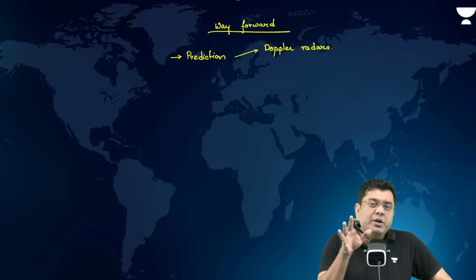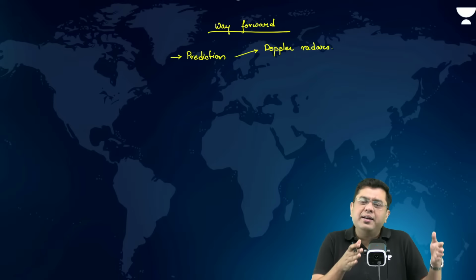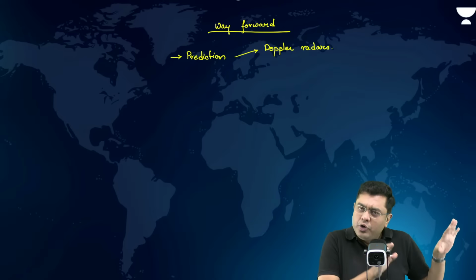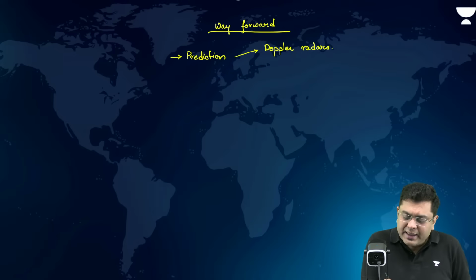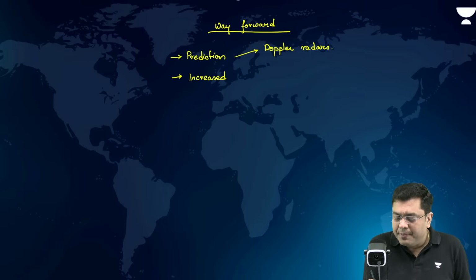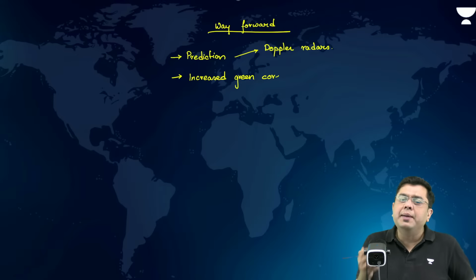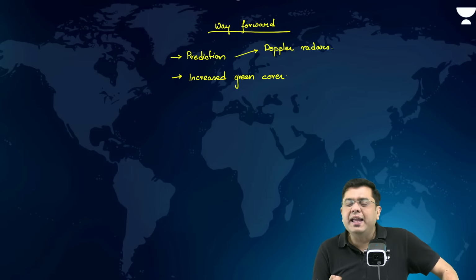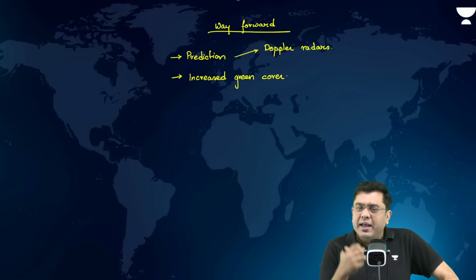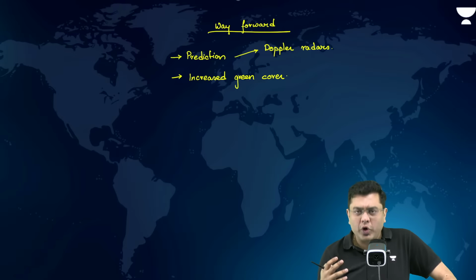So prediction models have to be worked upon so that we have some time with us to mitigate the damage. Other than that, increased green cover. Now, when you increase the green cover, that will improve the natural absorption ability of the soil to take in excess amount of moisture, and that recharges the groundwater as well.